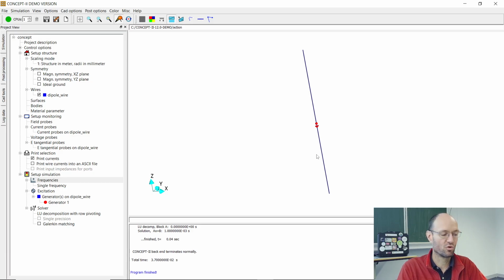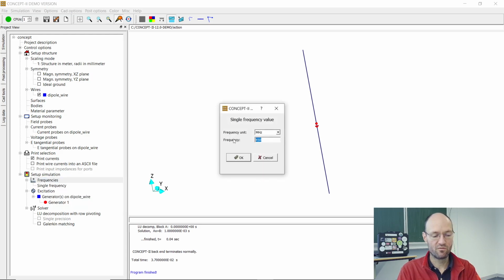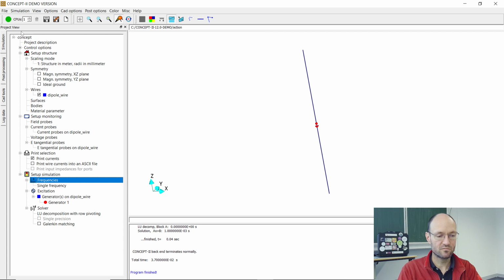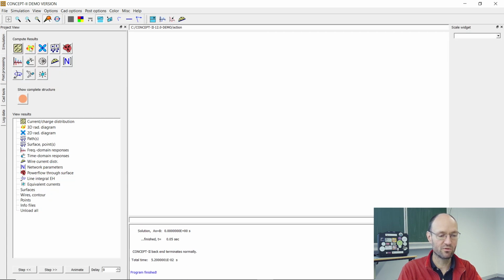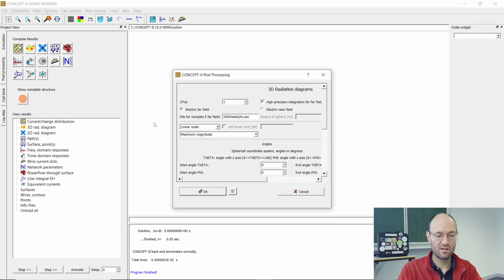450 megahertz is not a lot today, let's say. We're talking about gigahertz of frequencies and sometimes even terahertz of frequencies. So I will go back to our initial frequency of 1 megahertz, simulate once again, go to post-processing, and we can check what else we have here. We also have 3D radiation diagrams. So let's have a look at this.